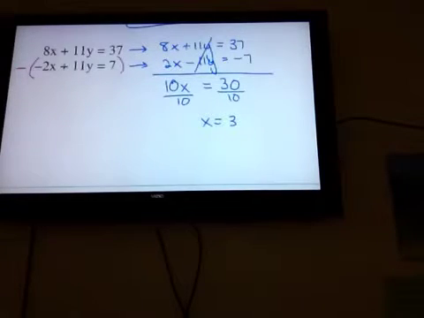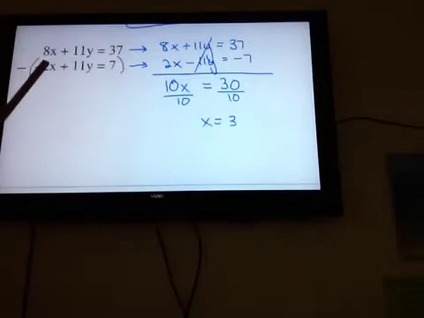Yes sir? Why did you change it to negative? Because you have to have something cancel. Something has to drop out, be eliminated. Either x or y has to eliminate when you add them together.